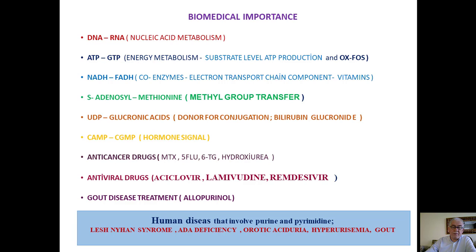which are activated in the cell and have their activity during polymerization or transcription reactions. Also, I would like to give some information about human diseases that involve purine and pyrimidine metabolism, such as Lesch-Nyhan syndrome, adenosine deaminase deficiency, uric aciduria, hyperuricemia, and gout.